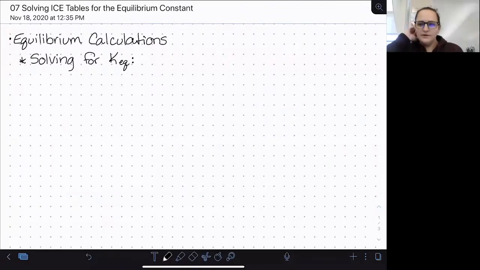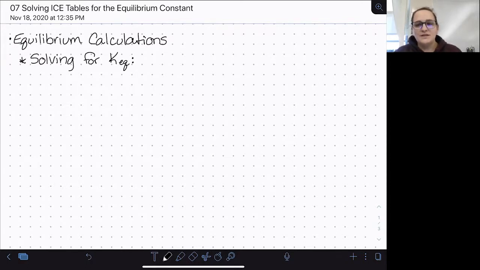In this video, we're going to be learning one of the ways that we can use an ice table, and that is to solve for the equilibrium constant. So we already know that we can calculate the value of the equilibrium constant by plugging in concentrations at equilibrium into our equilibrium expression. What an ice table allows us to do is, if we know just one of our equilibrium concentrations, we can figure out the rest.